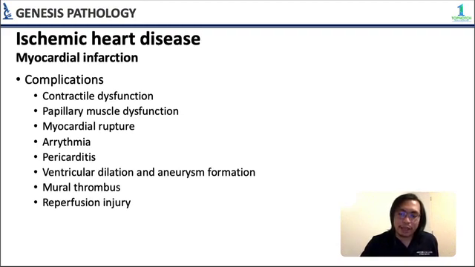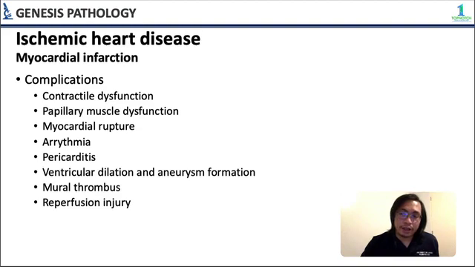Pericarditis, meron tayong dalawang klaseng pericarditis post-myocardial infarction. Yung isa is your acute onset pericarditis and usually acute, few days after the myocardial infarction. Okay? Pangalawa is your Dressler syndrome. That's pericarditis that yung onset niya is weeks after the myocardial infarction. Okay? So, ventricular dilation and aneurysm formation.